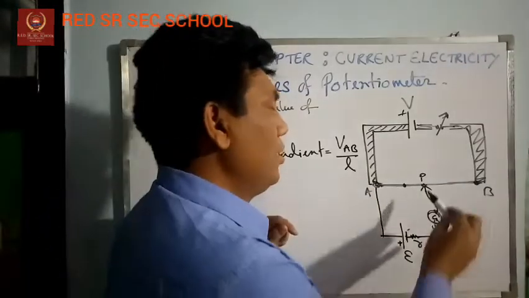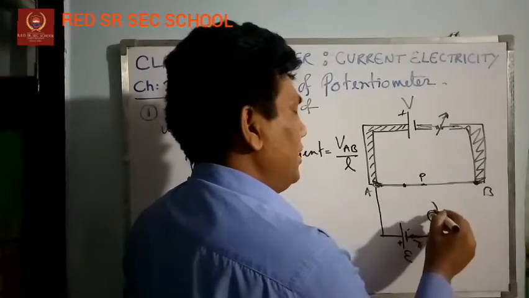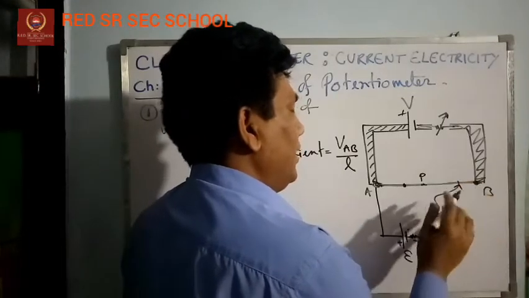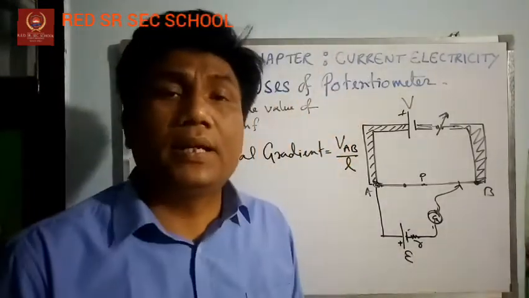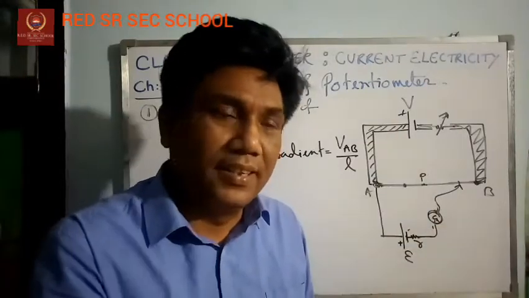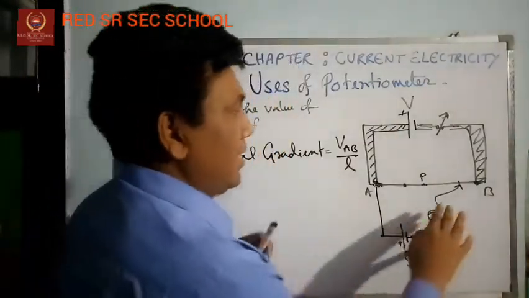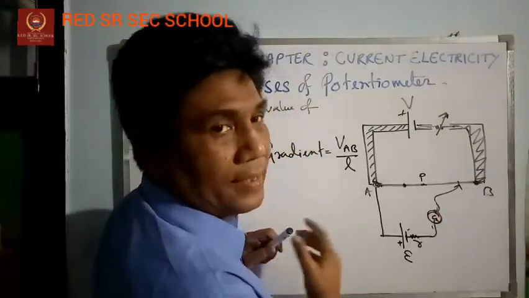So what I need to do, I need to shift the jockey. Say the jockey is shifted to this point, and again I see a deflection of the galvanometer, say in the opposite direction. It means I have to shift the jockey towards the left.